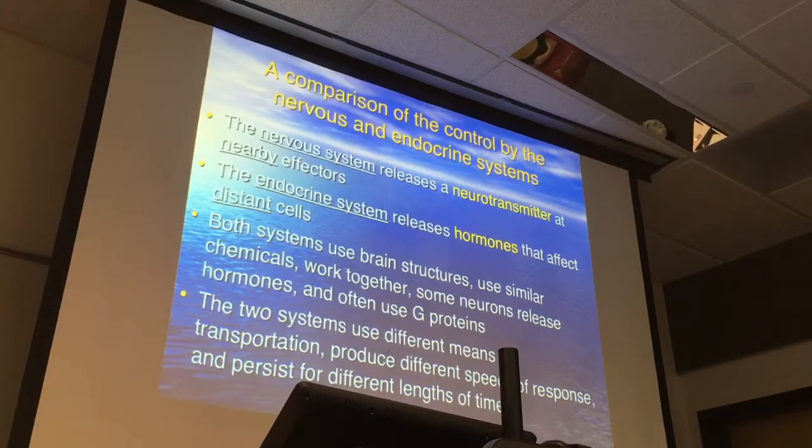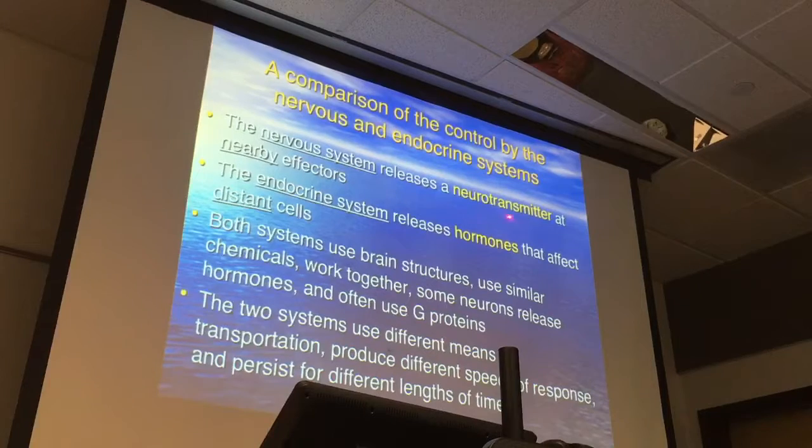Nervous system is going to release a neurotransmitter at nearby effectors. Now, the nervous system using neurotransmitters, it is a chemical. It's a paracrine factor as far as I'm concerned. The endocrine system releases hormones that affect distant cells. By nearby, it's near the end of the neuron, the axon. Both systems use brain structures. Did we talk about any hormones in chapter 27 released by the brain? Or 26? ADH. Produced in the hypothalamus, shipped down the axons to the posterior pituitary, and released. Okay?